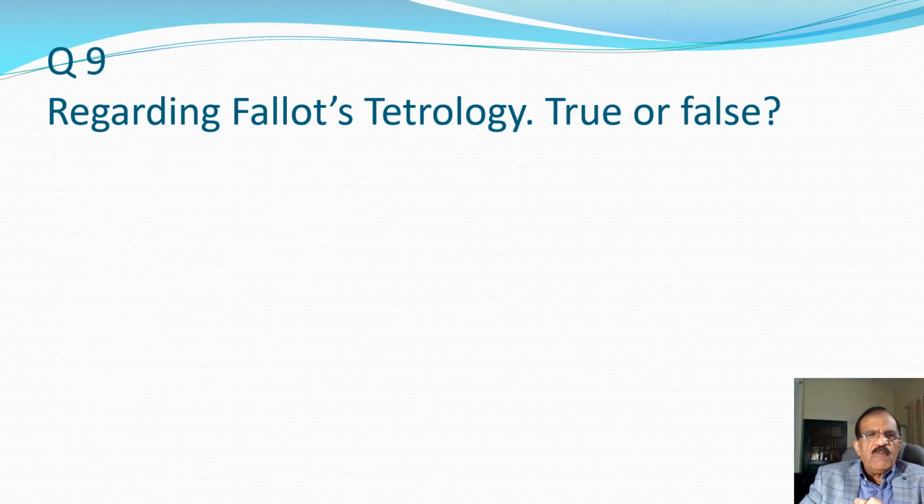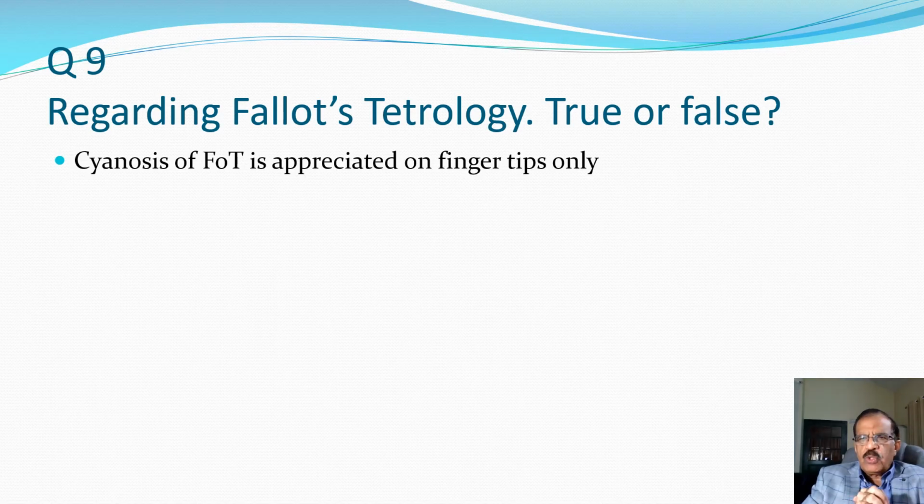Now you have to tell me which statement is true or false. This is actually one question, but there are four different responses expected. Against every statement, you will tell me whether this statement is true or false. Cyanosis of Fallot's tetralogy is appreciated on fingertips only. What do you think?